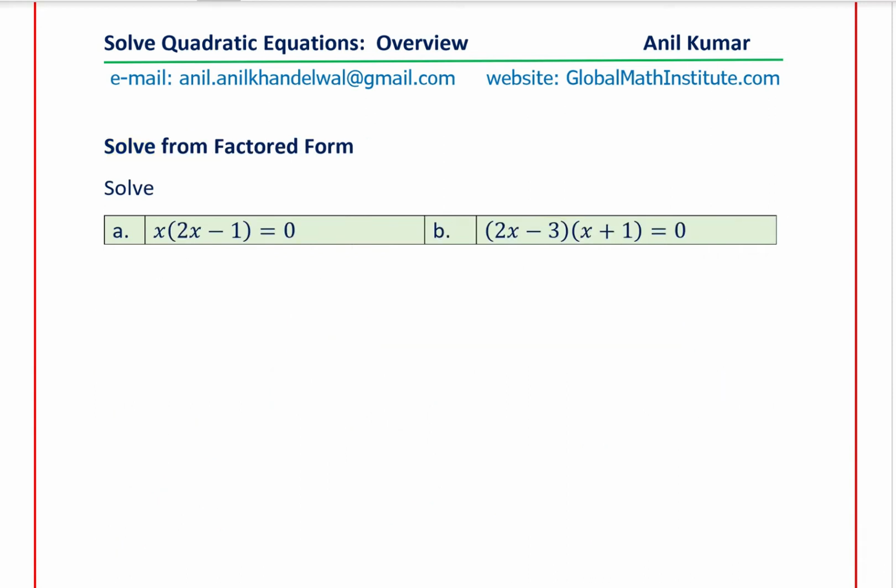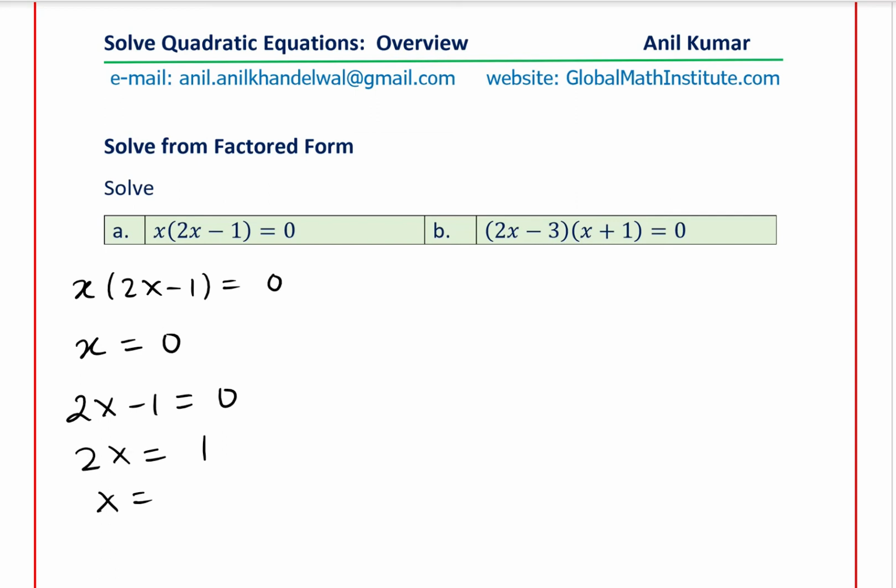So now let's take the next example where we are going to find the solution based on the factored form given to us. The very first example is x times (2x minus 1) equals 0. You can actually pause the video and answer this question. Now here, when we say that the product of two factors is 0, that means we could equate x equals 0. That gives you one solution, and 2x minus 1 equals 0. So that gives you 2x equals 1 and x equals half. So we can now write down the answer, which is x equals 0 and x equals half. Is that clear to you?